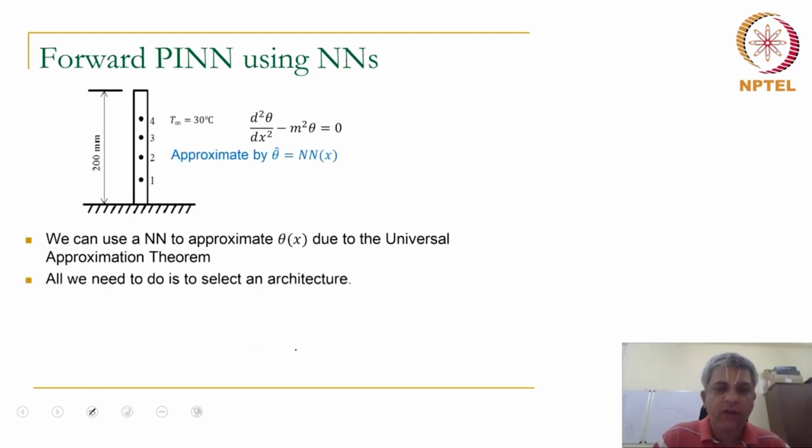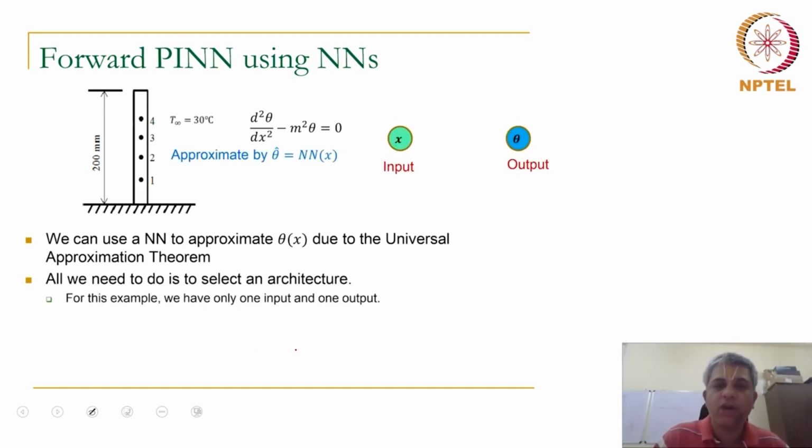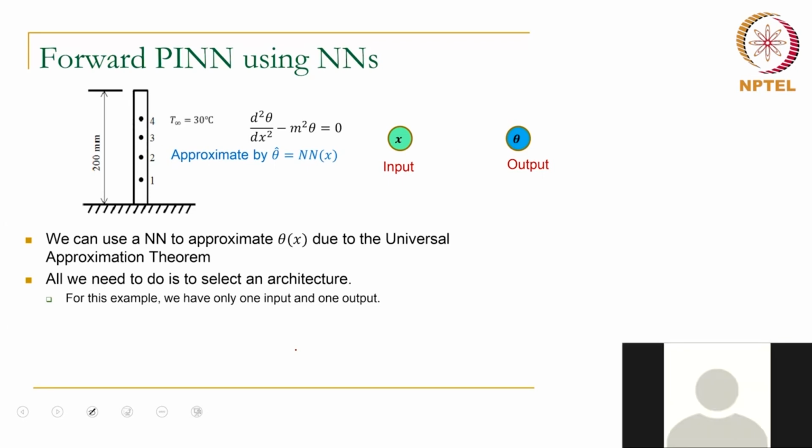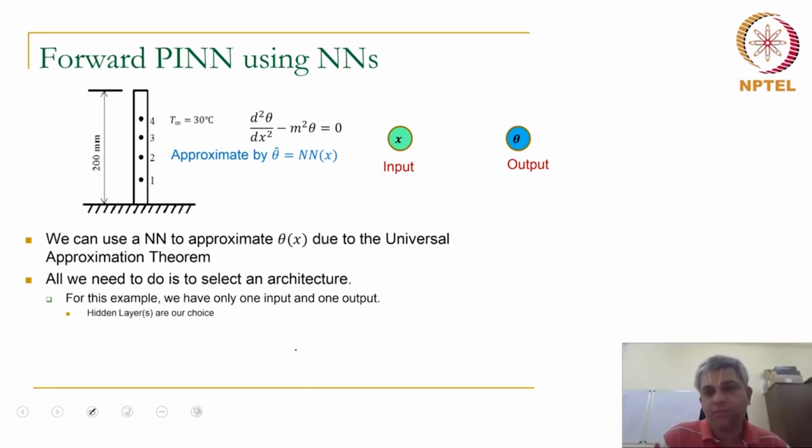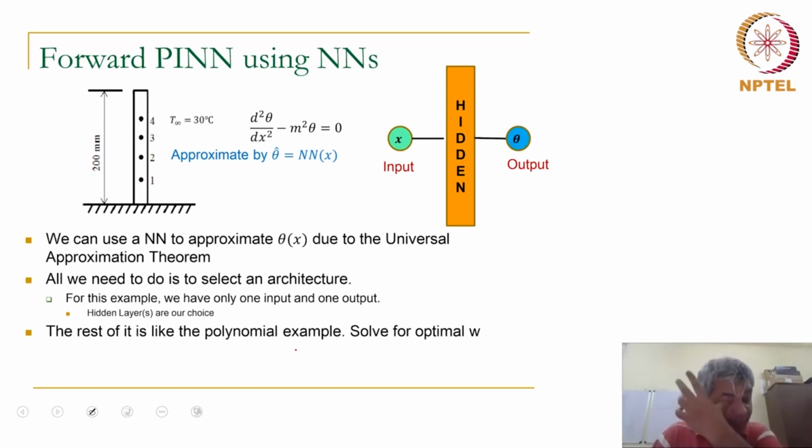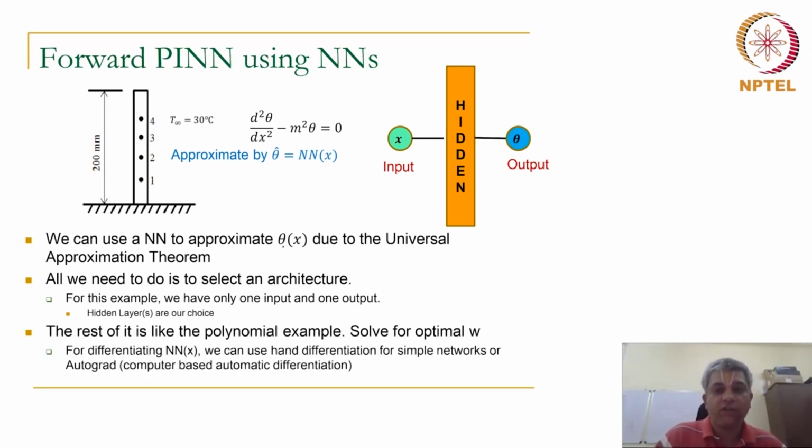The neural network we could use is something like this: input one variable x, output is θ, and put some neurons in the hidden layer, let's say 10. The rest of it is exactly the same as the polynomial example, and you solve for w. Once you solve for w, you have θ of x. So that's the forward problem. You actually solve for the forward problem.